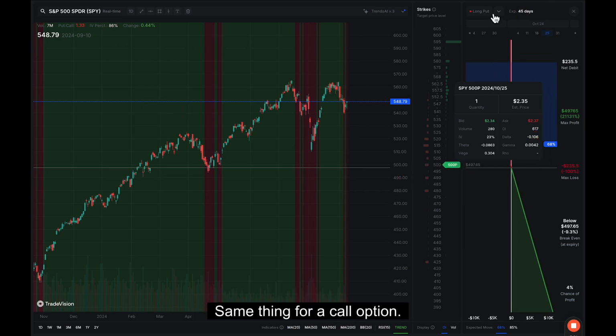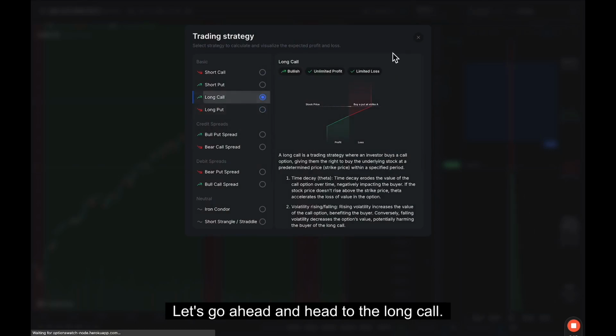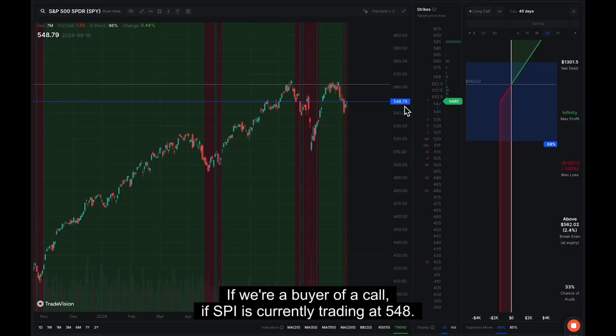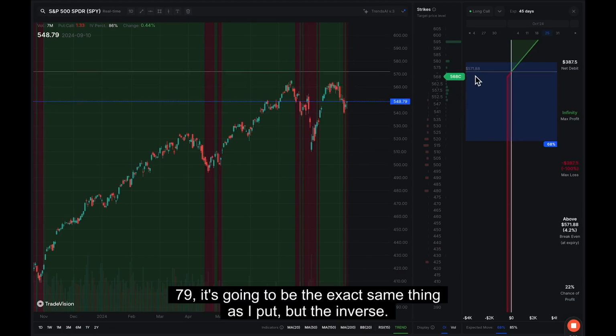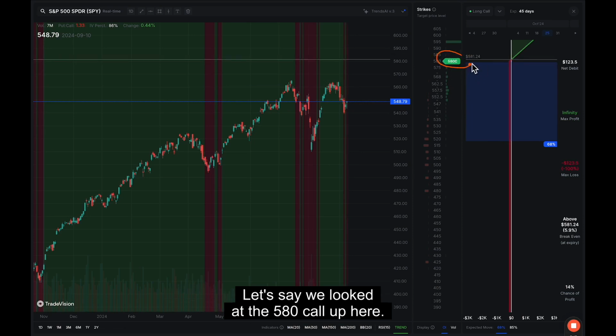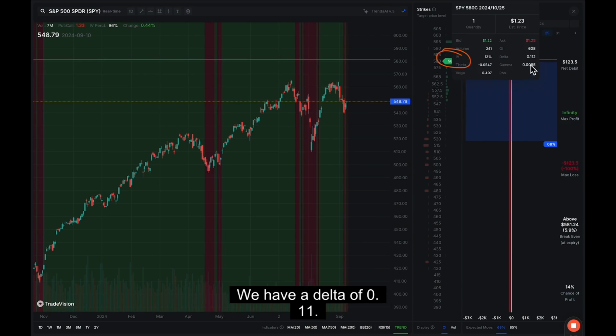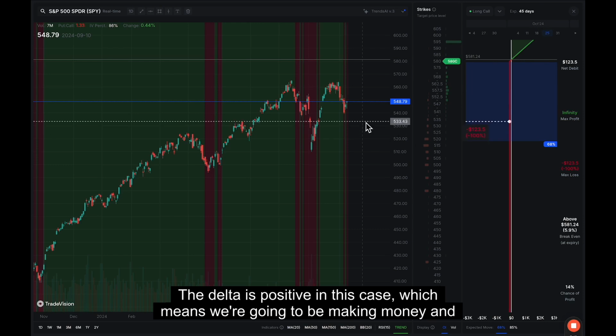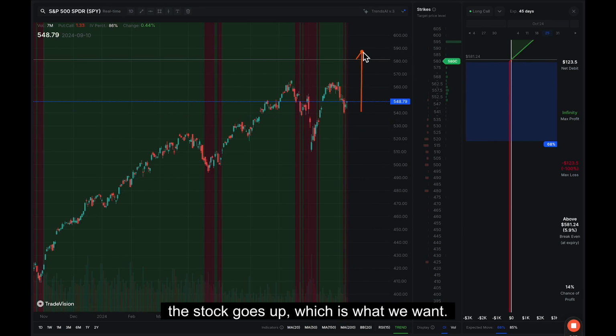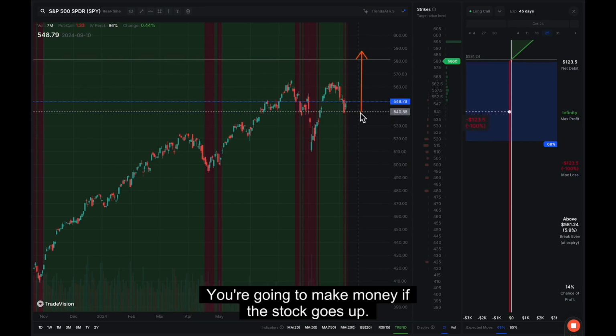Okay, same thing for a call option. Let's go ahead and head to the long call. Right? So if we're a buyer of a call, if SPY is currently trading at 548.79, it's going to be the exact same thing as a put, but the inverse. Let's say we looked at the 580 call up here. We have a delta of 0.11. Okay, the delta is positive in this case, which means we're going to be making money when the stock goes up, which is what we want, right? You're going to make money if the stock goes up.